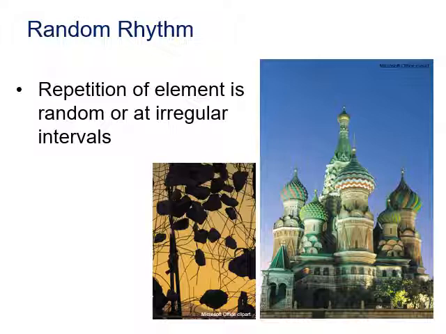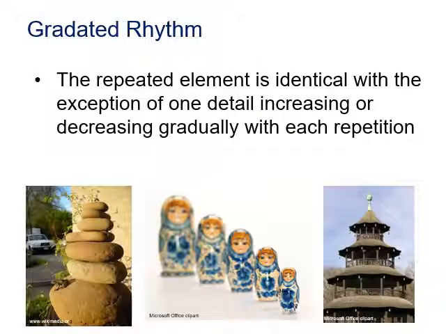On the left-hand side as well, there are what look like pieces of cement hanging through a fence or something like that. It's repeated, pieces of cement or rocks at random intervals. So this is what we call random rhythm. Gradated rhythm is something where something is repeated, but one detail makes it increase or decrease.